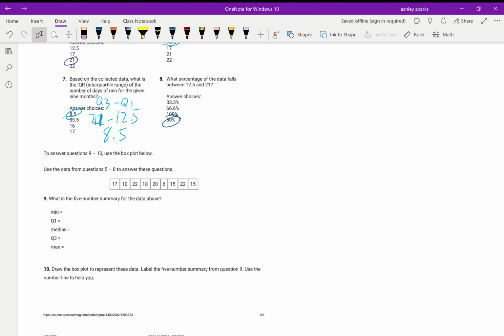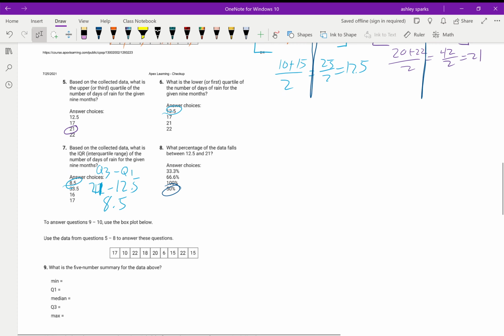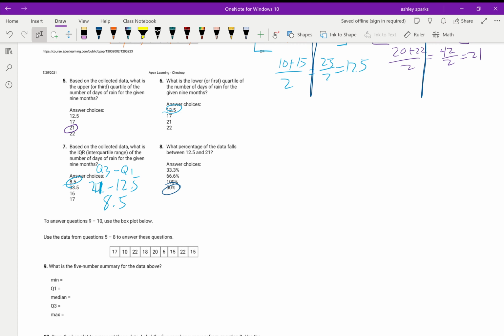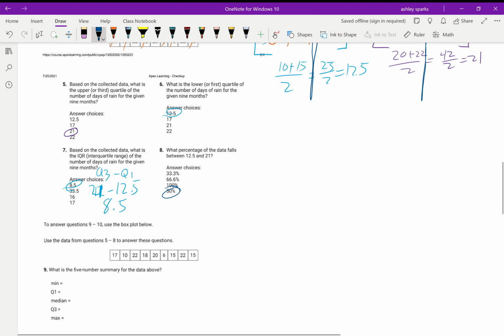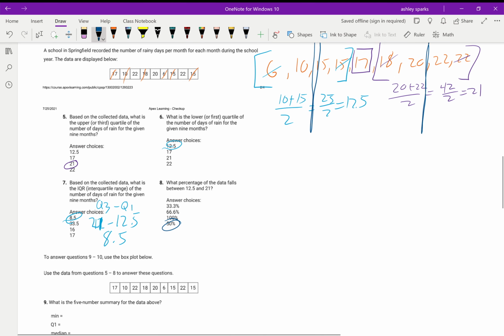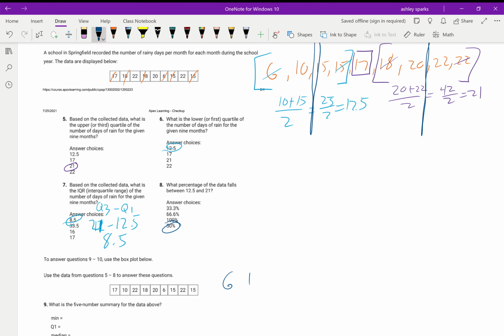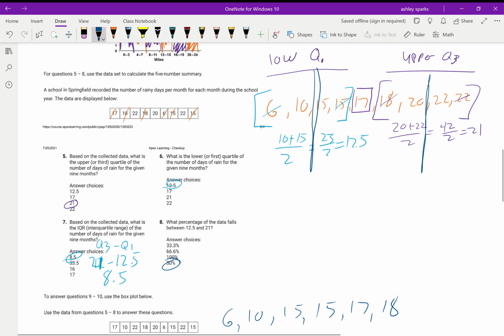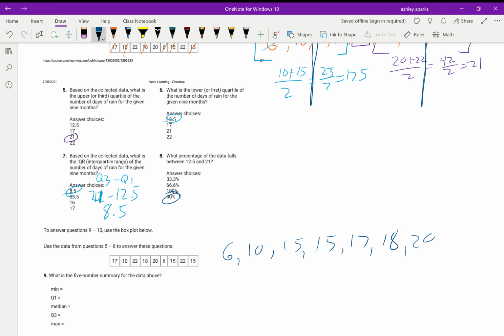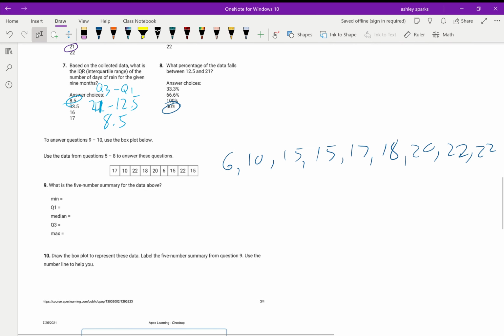So next, is this the same numbers? Do I have to reorganize them? Same data set, so I don't need to redo everything. I already had it in a nice order. 6, 10, 15, 15, 17, 18, 20, 22, 22. So our 5-number summary that you will see.